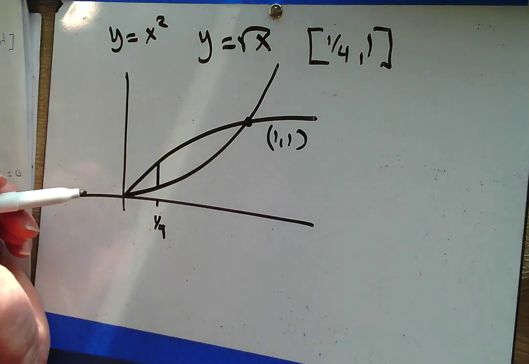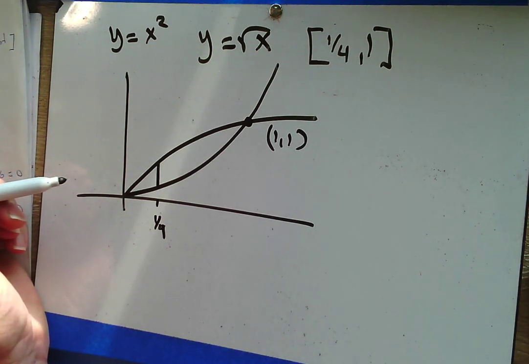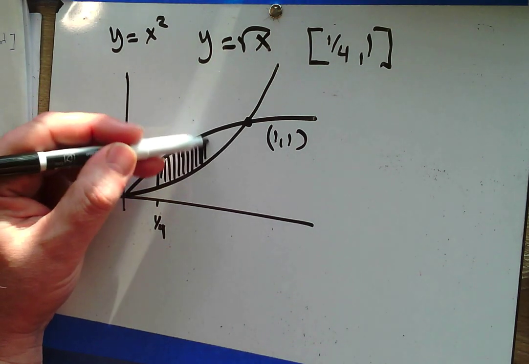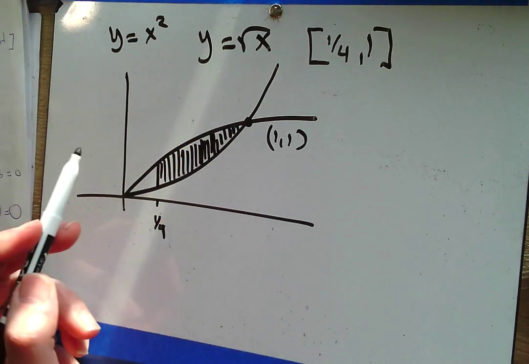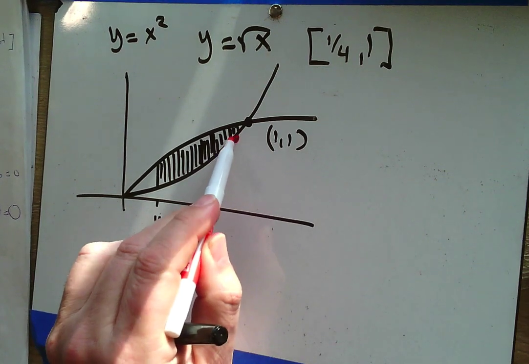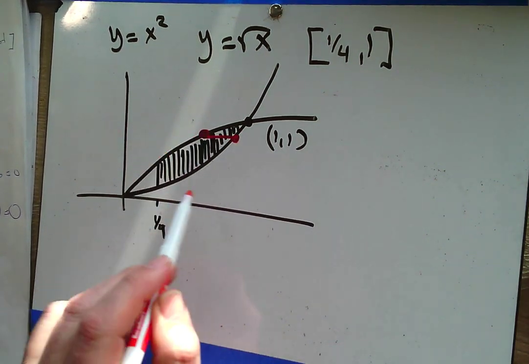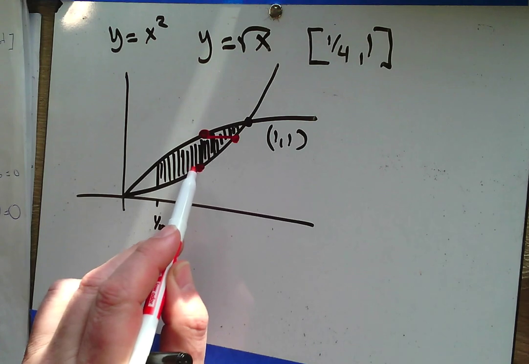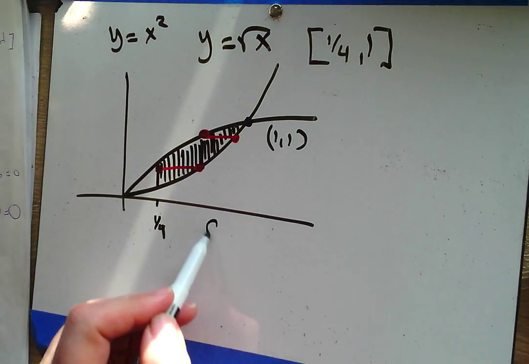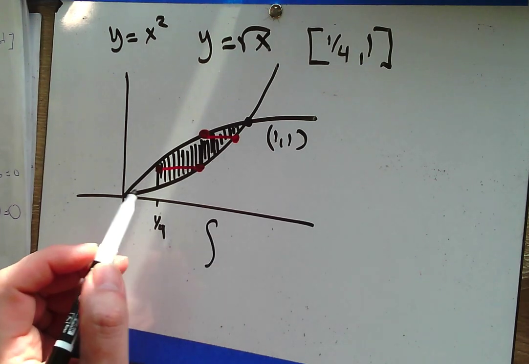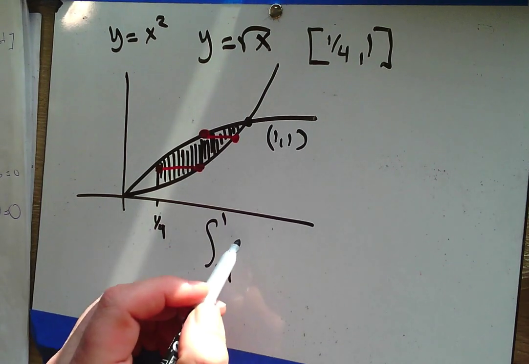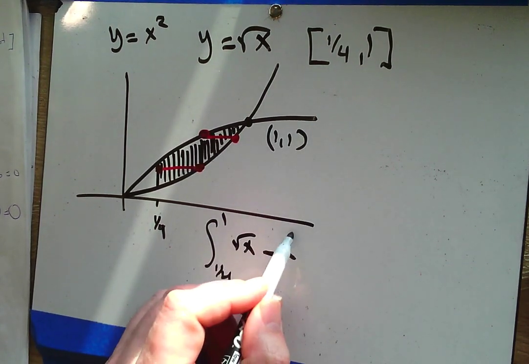Okay, so what do you think? Top minus bottom, right minus left. You want to split it into a couple of pieces. This is the region we're looking for. I'm not keen on right minus left because while up here I've got a right and I've got a left, when I get down here I still have the same right, but now I have a different left. So I would much prefer to do the integral from 1/4 to 1 of top minus bottom, square root of x minus x squared dx.